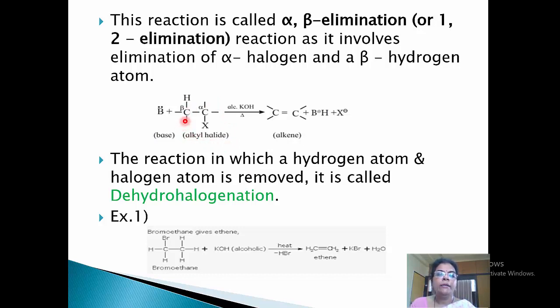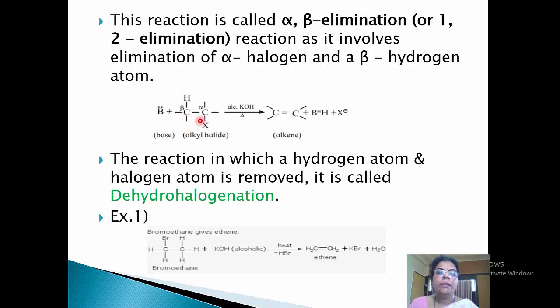This alkyl halide has this carbon atom which is bonded to halogen atom. It is called alpha carbon atom. That is, the carbon atom which is bonded to halogen atom or functional group is called alpha carbon atom, and the carbon atom next to alpha carbon atom is called beta carbon atom. Now this carbon atom is beta carbon atom. This beta carbon atom is bonded to this hydrogen atom. This hydrogen atom which is bonded to beta carbon atom is called beta hydrogen atom.